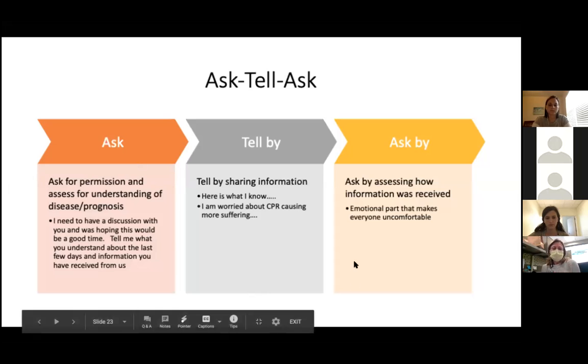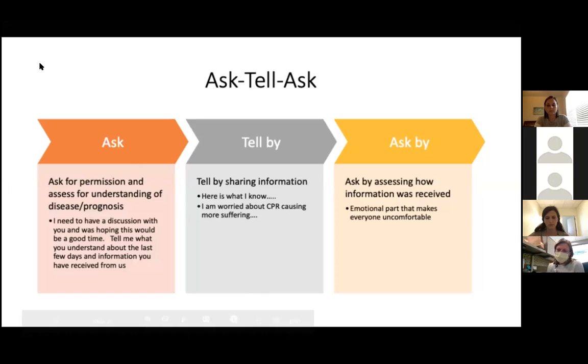And then you move to the tell, which is you sharing that information. Now, here's what I know about your diagnosis. And I put on here, when we're really getting to that point of, this is more concerning, obviously talking about more code status, but I'm worried about CPR causing more suffering. And that obviously would be appropriate if they're starting to share with you things that are impacting their quality of life, and that by pursuing more medical and surgical intervention, it may actually cause more suffering than benefit.